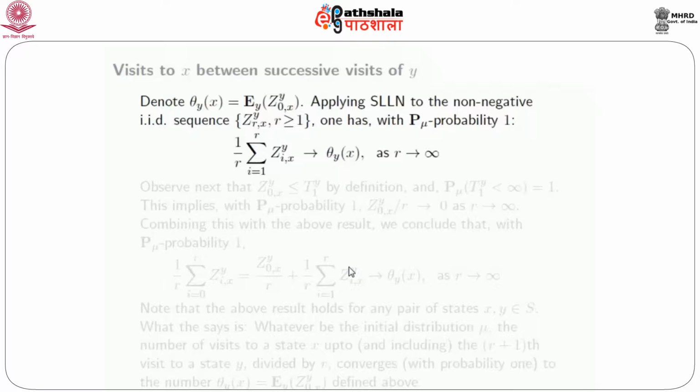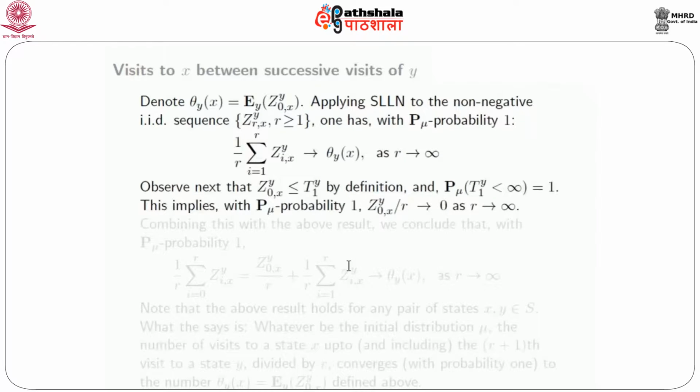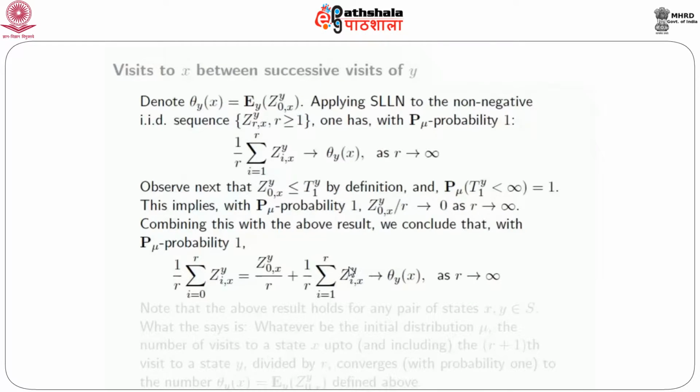Now this sum goes from i equal to 1 to r. We would like to have the sum from i equal to 0 to r, but that's a triviality. Observe that the 0th random variable Z_0^{xy} is bounded by definition by T_1^y, which is actually finite with probability 1 under P_mu. So if you divide that one single random variable by r and let r go to infinity, then with probability 1 that goes to 0. So there is no harm in adding that one extra term. So combining this with the earlier result, we actually get 1 over r times the sum from 0 to r now goes to the same limit theta_{yx} as r goes to infinity with P_mu probability 1 for every mu. Note that y was arbitrarily fixed originally, and now we have fixed another state x arbitrarily. So what it means is that the above result holds for any pair of states x, y in S.